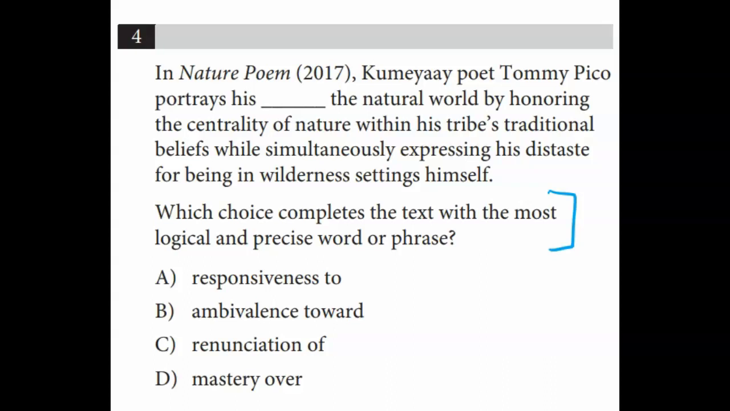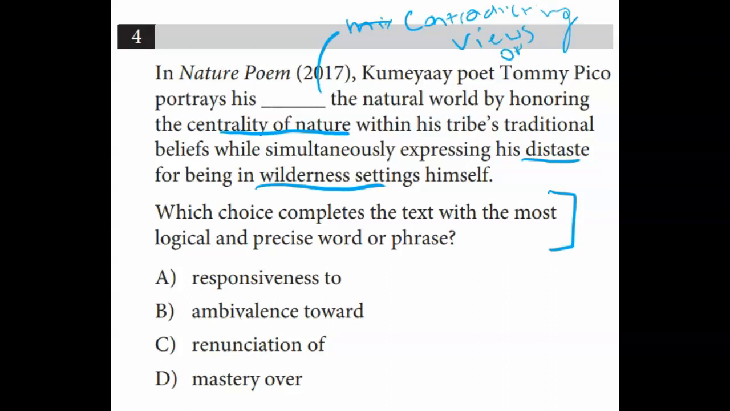Okay, so what he's doing is he honors the centrality of nature, but he also does not like nature because he does not like being in the wilderness settings himself. So, what would I put in that blank? Portrays his, I guess, mixed, contradicting feelings, his contradicting views of the natural world, because he honors the centrality of nature while expressing his distaste at the same time. Yeah, I like that. Let's go with that.